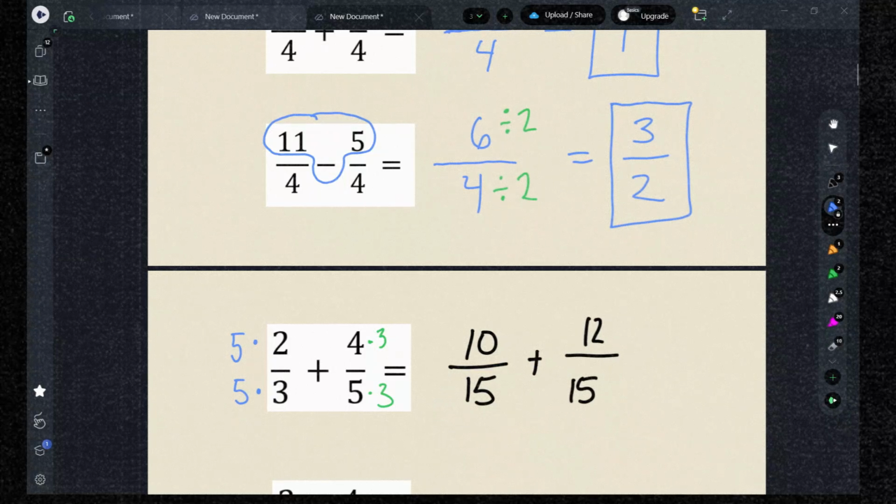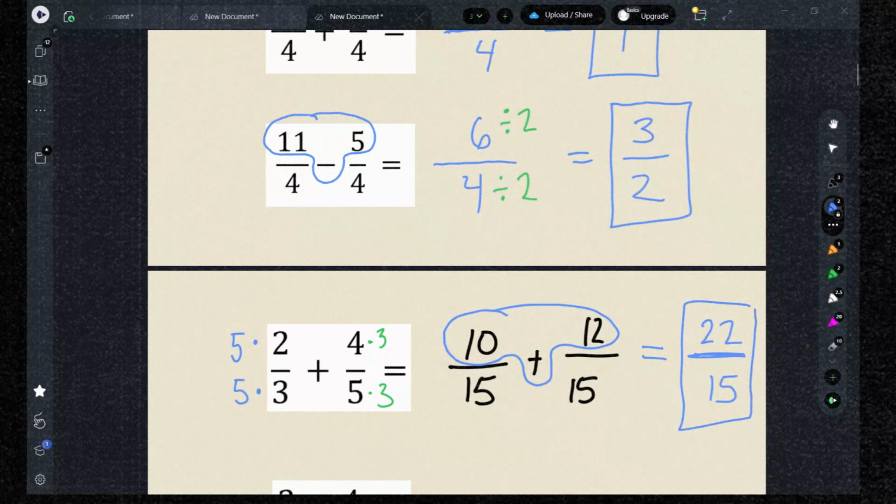So now we can go ahead and add the fractions. So this is what we'll do here. This is going to be our answer. The denominator stays the same, so it's going to remain 15. And then I add the numerators. 10 plus 12 is a 22. This is our answer. Next step is to check and see if we can simplify this fraction, but that fraction cannot be simplified. So that's our final answer.